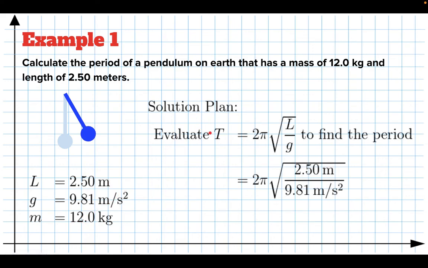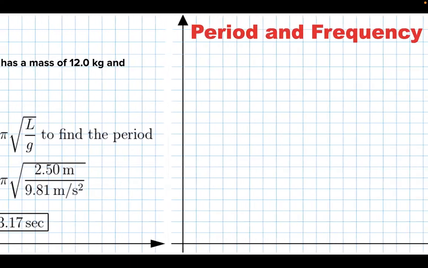And then we're just going to simply evaluate this equation. T equals 2 pi square root of L over G. Plug in L and G, run this through your calculator, and you should be able to get the result 3.17. I highly recommend stopping the video and making sure that you actually get that. Make sure your computations are working out. So that's how we find the period of a pendulum.